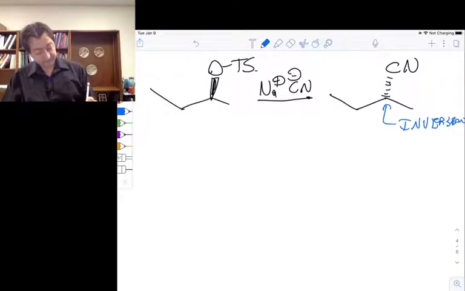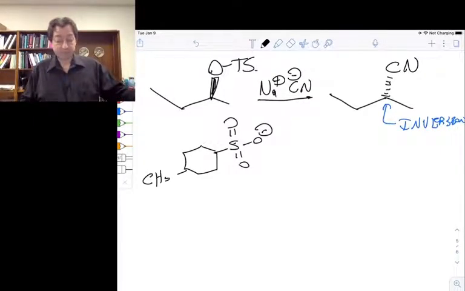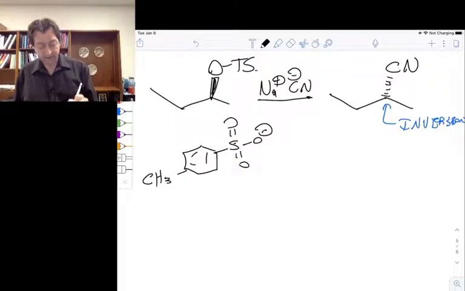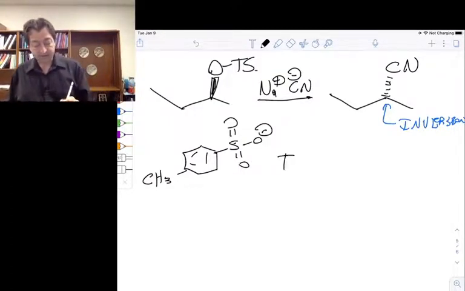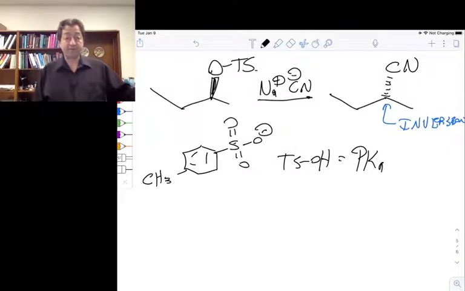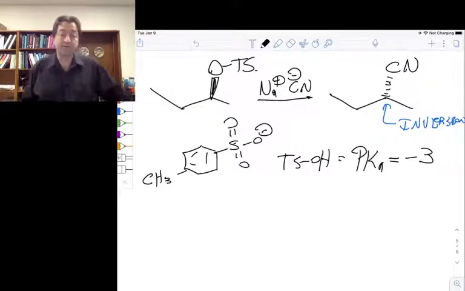And of course, the leaving group is this. The leaving group is this, which is the conjugate anion of something called para-toluene sulfonic acid. And so TsOH, we sometimes abbreviate that, TsOH, that's got a pKa of -3. So that para-toluene sulfonic acid, this anion that we've drawn is the conjugate base of that acid, but that's a very, very strong acid. So this makes a really good leaving group, stabilized anions.